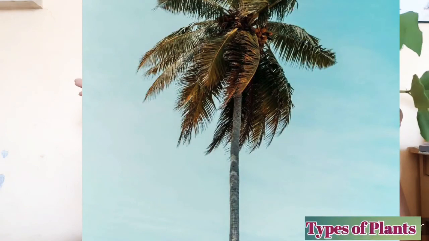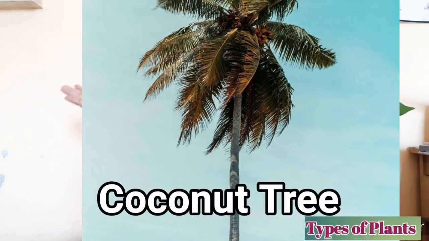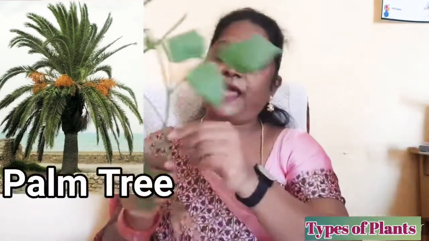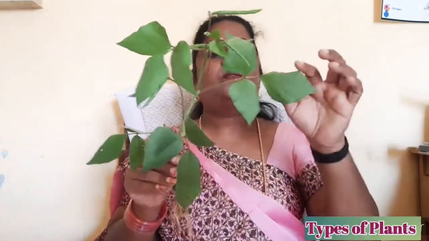Now look at this coconut tree. Trees like coconut and palm trees don't have branches like this. Now look at this banyan tree. Do you see branches? Yes. Look at this mango tree. Are there branches? Yes. These trees have branches, whereas trees like coconut and palm trees don't have any branches.